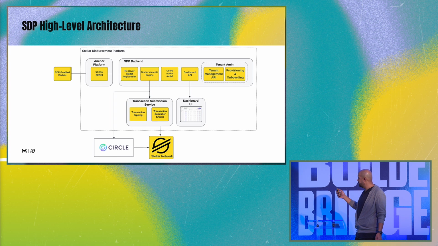The last part over there is the receiver wallet registration, which basically happens through the Anchor platform and goes through the SEP 10 and primarily SEP 24 process. The TSS itself handles 2 main things. You have transaction signing, which, as its name says, just signs transactions. And the second part is the transaction submitter engine, which is just responsible for submitting transactions to the Stellar network.